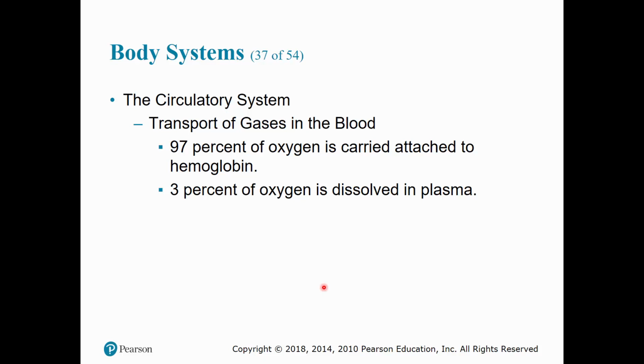Oxygen is carried in two different ways, whereas carbon dioxide is carried and eliminated in three different ways. 97% of our oxygen is carried on our hemoglobin throughout our blood, whereas 3% of our oxygen is dissolved in plasma.